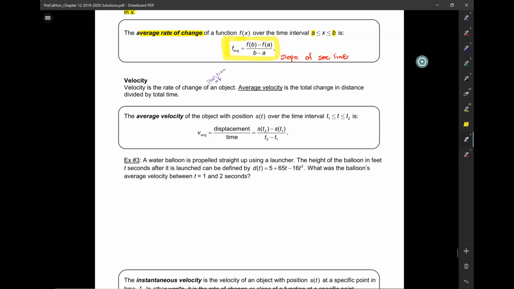Average velocity is the total change in distance divided by the total time. Now, what do we call this total change in distance? There is a special word for that. That's called displacement.